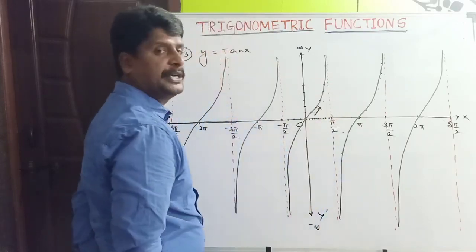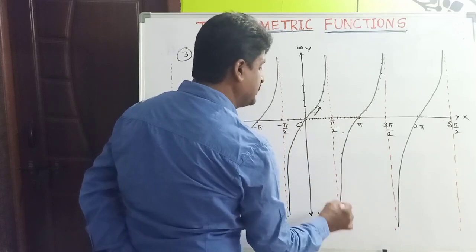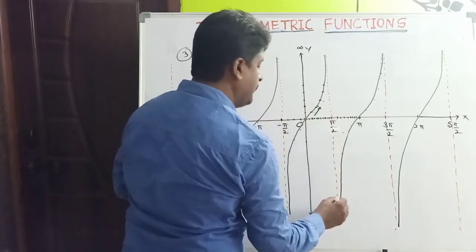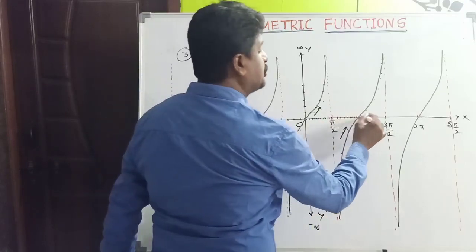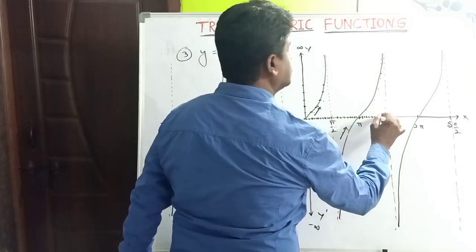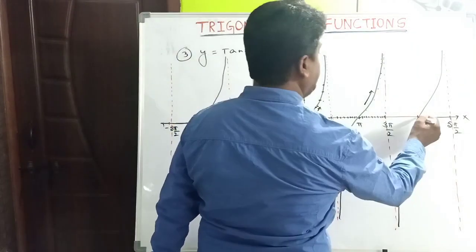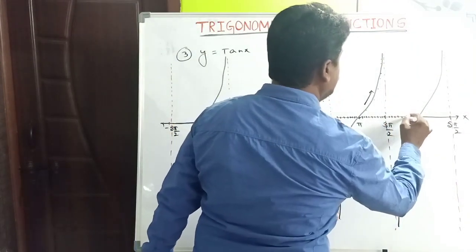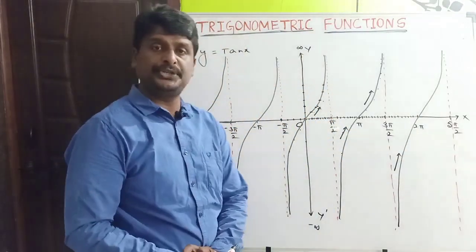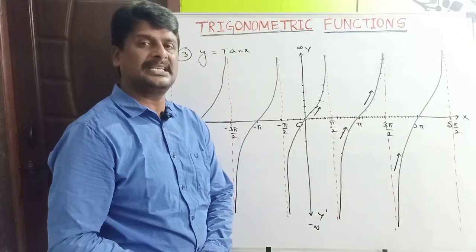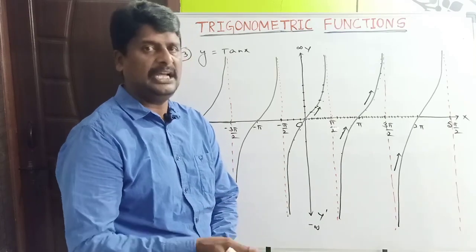Second quadrant means pi by 2 to pi. As x values are increasing from left to right, the graph is also coming from down to up. Means corresponding y values are also increasing. Pi to 3 pi by 2, left to right x values are increasing. Corresponding y values are also increasing. 3 pi by 2 to 2 pi, x values are increasing. Corresponding y values are also increasing. What did you observe now? Tan x is increasing in each and every quadrant. It is increasing in first, second, third, fourth.